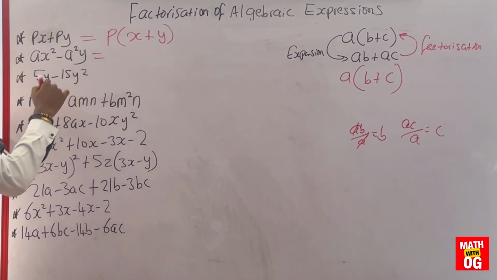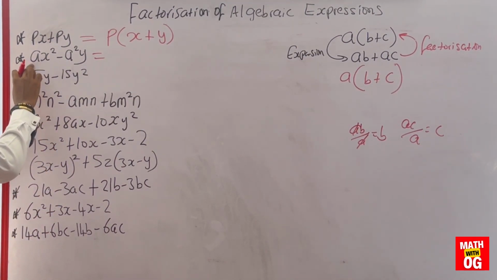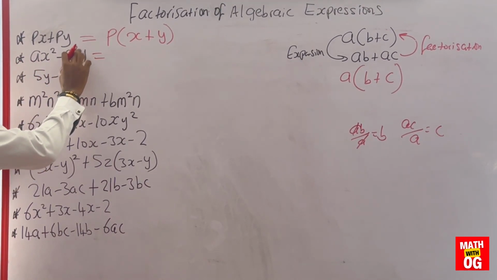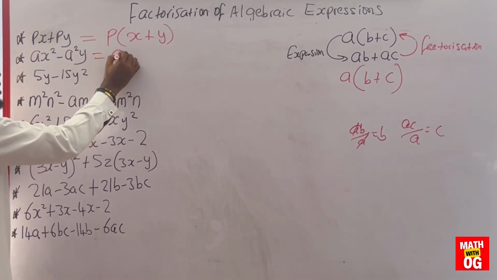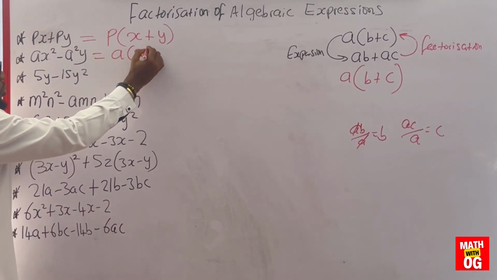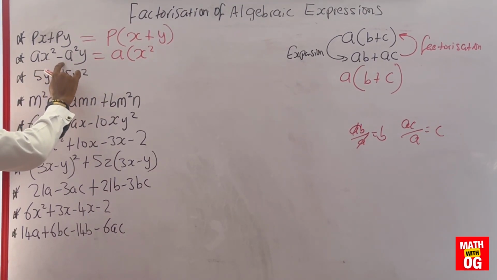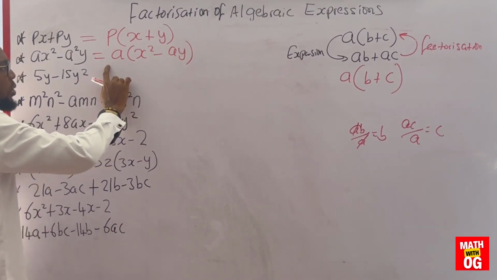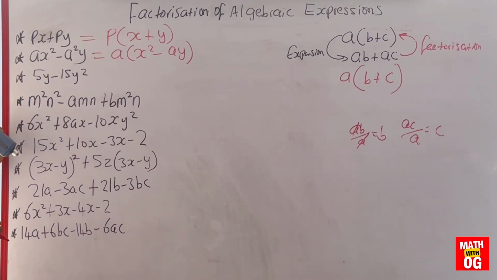Next one, we have ax squared and negative a squared y. What is the HCF? The HCF is simply A. You can get an A from here, we can also get an A from here. You can't say the HCF is A squared because we cannot get an A squared from here. So A is the HCF. How many times will A go into ax squared? It will go into ax squared x squared times, because A times x squared is ax squared. How many times will A go into negative a squared y? It will go into it negative ay times, because A times negative ay will give me negative a squared y.